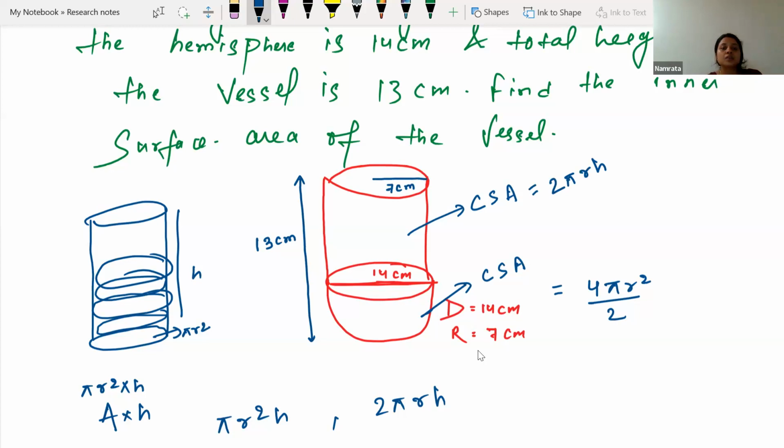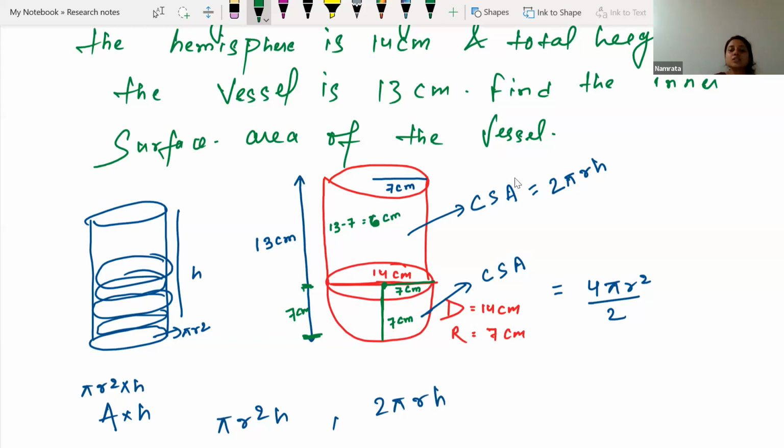What about height? For height, we can take this concept. This is a hemisphere. Here we have taken the radius as 7 centimeter. This much, can we say this much is also a radius, that is 7? Yes, ma'am. So if this much is 7 centimeter and total is 13 centimeter, then easily we can take out the height of only the cylinder, that is 13 minus 7, that is 6. Right? 6 centimeter is the height of this cylinder.